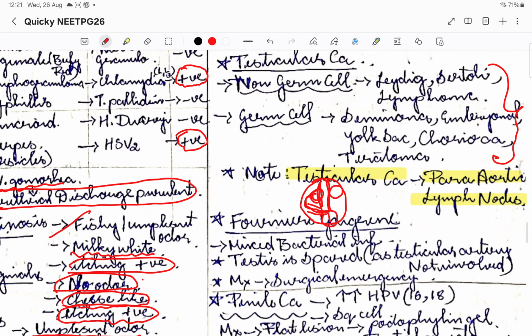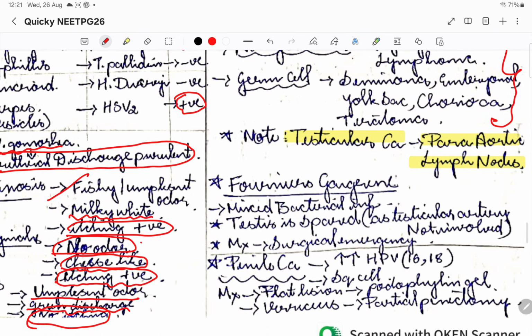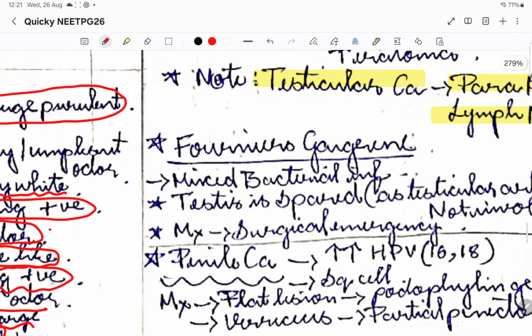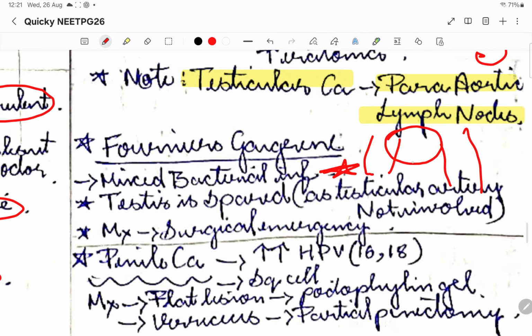Okay, then coming to the examiner's favorite, the surgical emergency of Fournier's gangrene. What happens here is a mixed bacterial infection, not a single bacteria but a mixed microbial infection. This is a surgical emergency. Go and see an image of Fournier's gangrene. Here, the entire genital region, the perineum, is getting a gangrene-like appearance. But one of the most peculiar things is that the testes are being spared, because the testicular artery is not involved. All the other arteries around the perineum and genital region are getting affected.